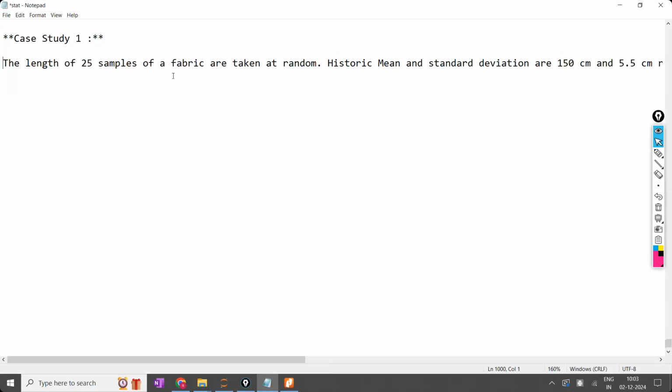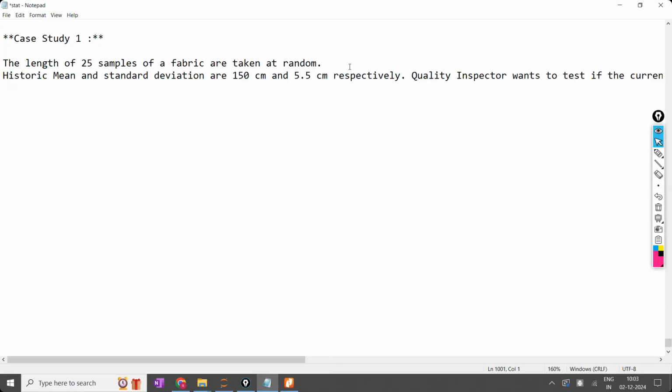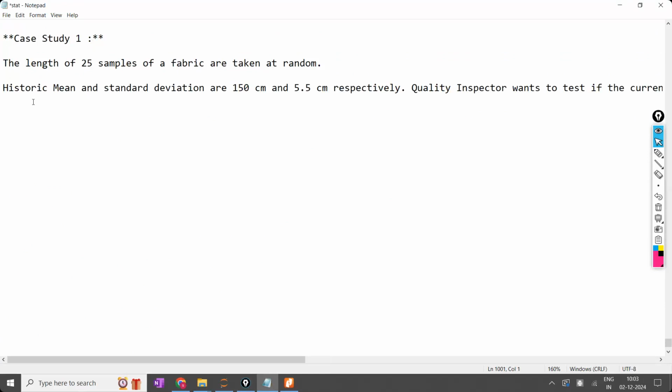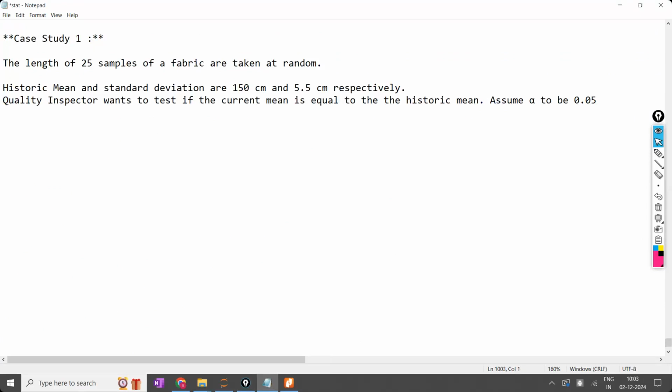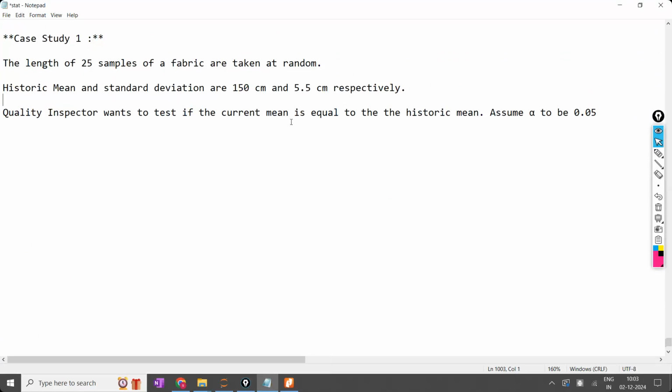Length of 25 samples of fabric are taken at random. Historic mean and standard deviation are 150 and 5.5 centimeters. The quality inspector wants to test if the current mean is equal to the historic mean, assuming alpha is equal to 0.05.